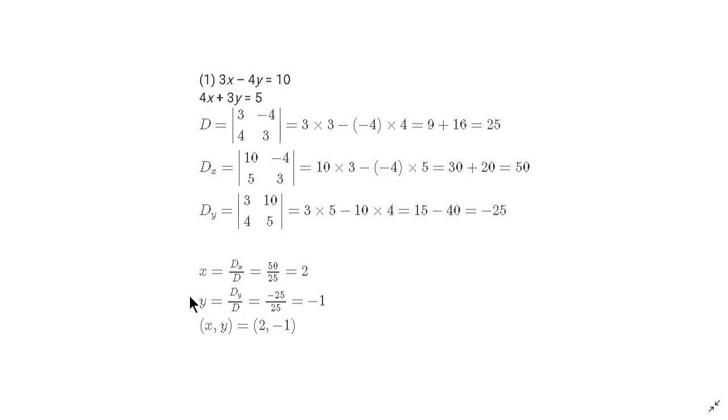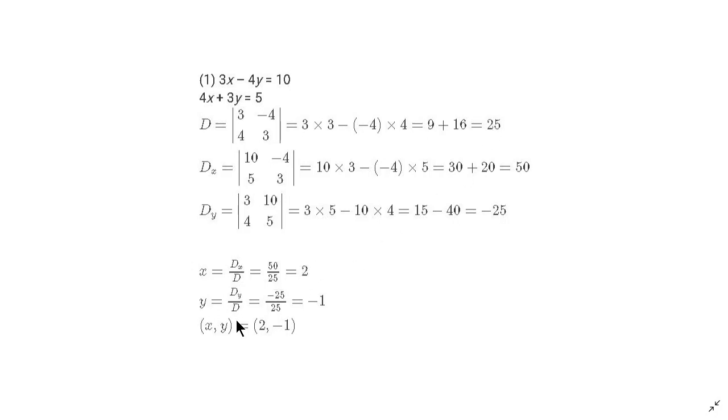Then the next step is calculating the values of x and y. We are asked to calculate the solution of this equation, and the solution is nothing but the values of x and y. What are the values that satisfy the equation? So, what is the value of x by Cramer's rule? x is equal to dx upon d. So dx is 50, d is 25, and the value is 2.